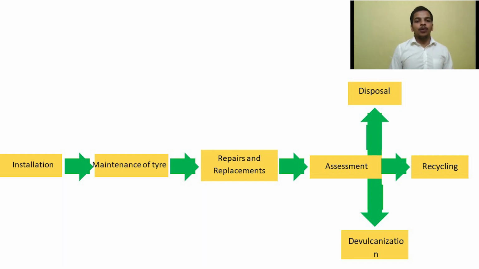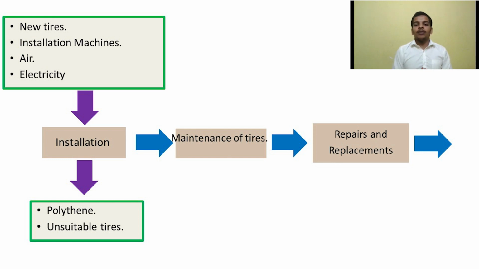Next, I am moving on to the input and output in the tire installation process. The main inputs are machines, air, and electricity, and the most significant outputs are unusable tires and quality. The maintenance of the tire is essential for ensuring optimal performance and safety. The main inputs of tire maintenance are service agents, electricity, and air. The main outputs are gas and unusable tires.